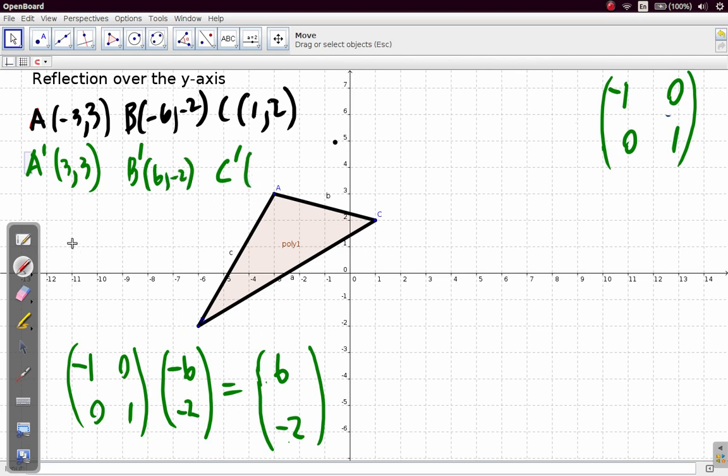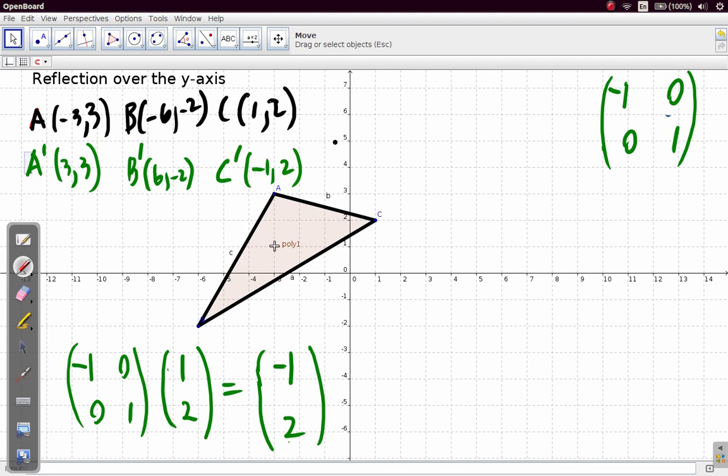Now C prime. Let's get rid of the matrix for B and B prime. We're dealing with C and C prime now. C is 1, 2. Negative 1 by 1 is negative 1, plus 0 by 2 is 0. 0 by 1 is 0, plus 1 by 2 is 2. So we have negative 1, 2.